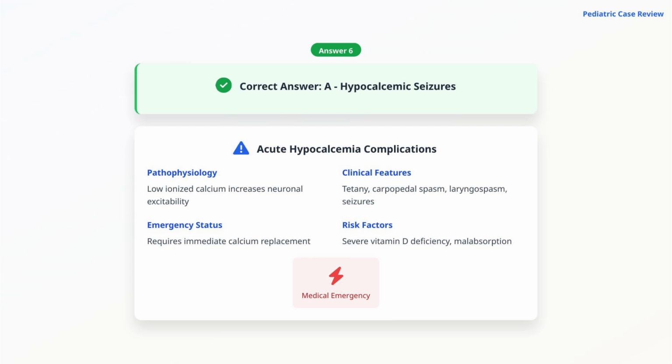Severe vitamin D deficiency causes profound hypocalcemia, reducing ionized calcium levels and increasing neuronal excitability. Clinical manifestations include tetany, carpopedal spasm, laryngospasm, and generalized seizures. This is a medical emergency requiring immediate intravenous calcium replacement followed by vitamin D supplementation and monitoring.